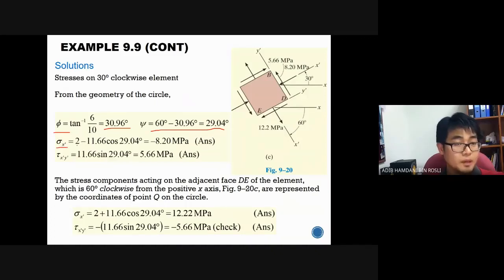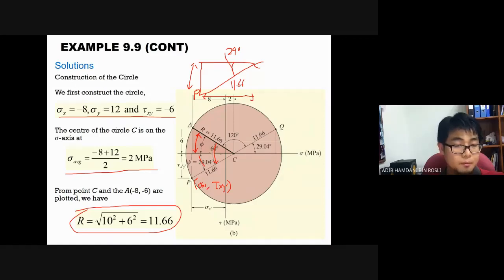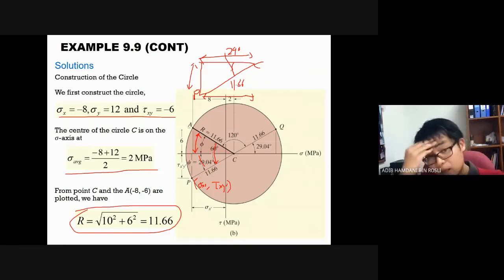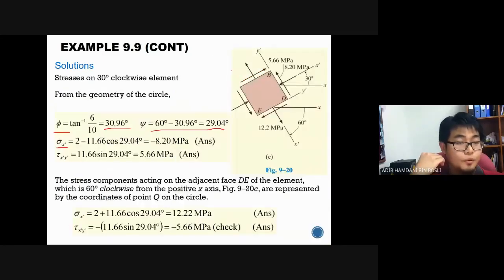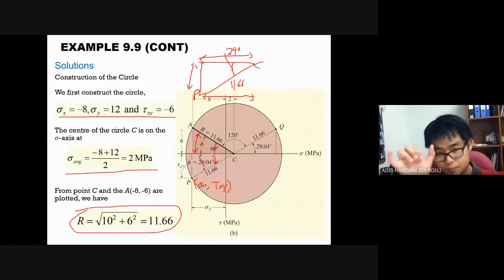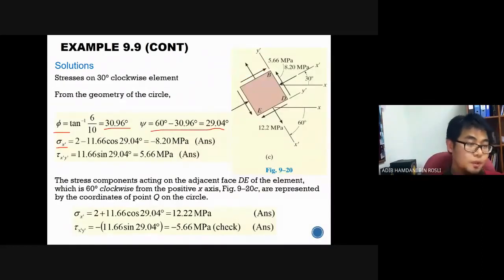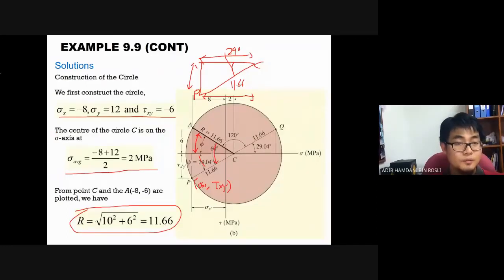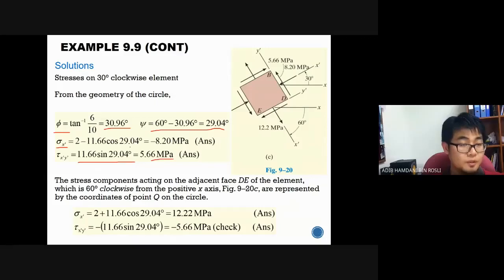So for sigma x prime, it is 2 minus, sorry, this is actually 11.66, right? And then what is this distance? You have the radius, the hypotenuse of 11.66, right? So you do cosine 29 equals to that over 11.66, right? So that's what you do. And for tau x prime y prime, okay, what you do is you take this distance, which is 11.66 sine 29, right? And this one. So you see, this is sigma x prime, and this is tau x prime y prime, right?